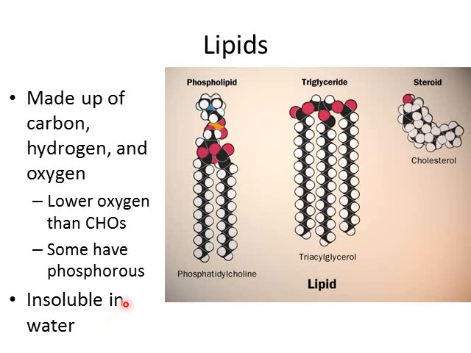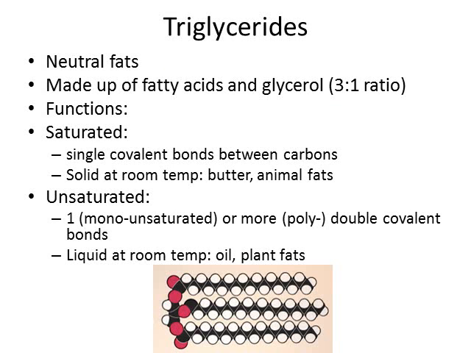Three important types here are the phospholipids, triglycerides, and they're triglycerides because you have the three glycerol molecules back here, and then cholesterol, which is what makes up our steroid hormones. I will want you to recognize at least the triglycerides and the phospholipids.